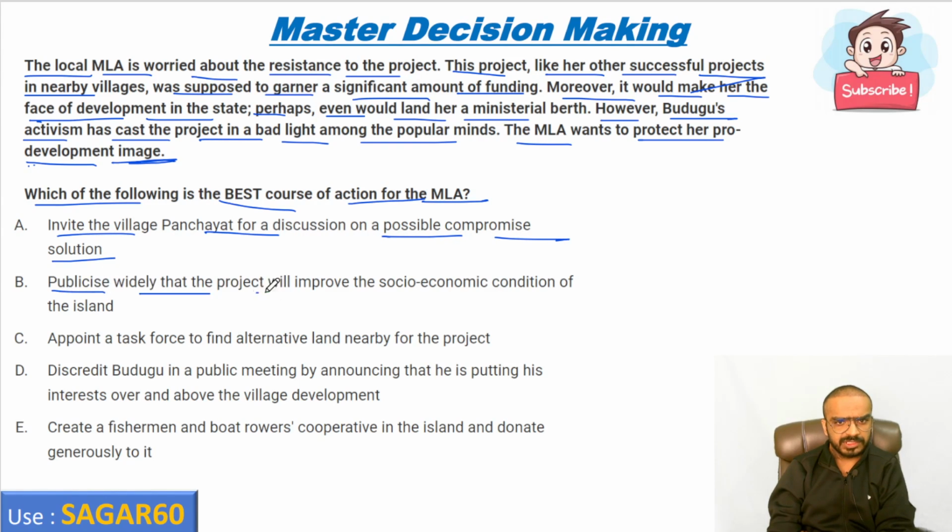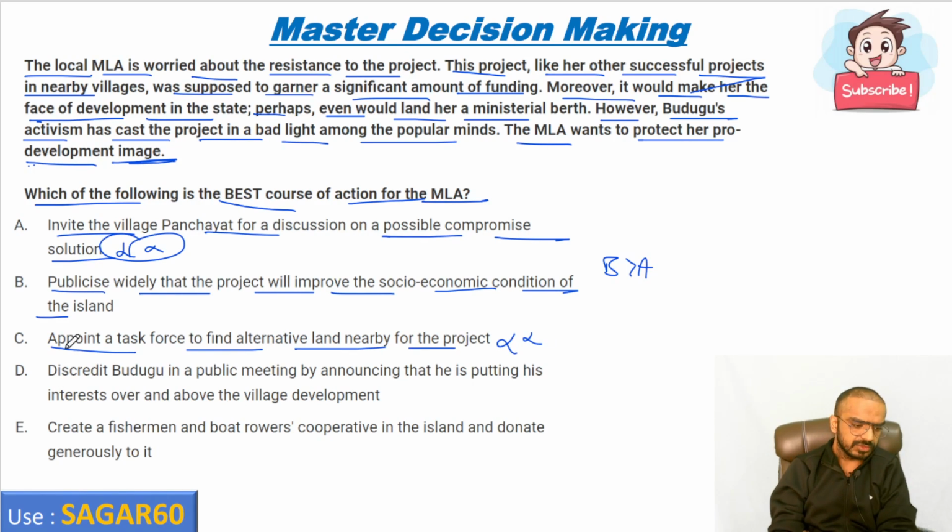Publicize widely, the project will improve the socio-economic condition of the island. See, B suits more than A, right? That means A is gone. ठीक है. Appoint a task force to find alternative land nearby the project. No. ठीक है. तो उसको नियर बाय प्रोजेक्ट तो करना नहीं है, प्रोजेक्ट वहीं पे करना है. सो प्रोजेक्ट वहीं पे करने का मेन सॉल्यूशन क्या हो सकता है, राइट?